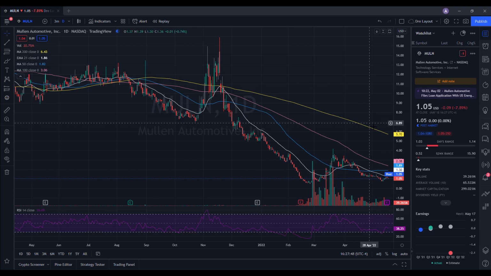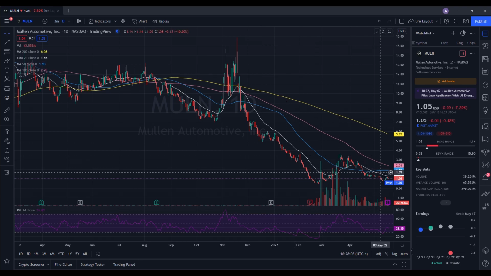Now, when we take a look at our chart, which is a daily chart, you can see from the RSI down below, it is at 38.25. And when we take a look at our moving averages here on the chart, we are below the 200-day, the 100-day, the 50-day, as well as the 21-day EMA. And it's clear to see that MULN is in a bear market, trading below all of our major moving averages.